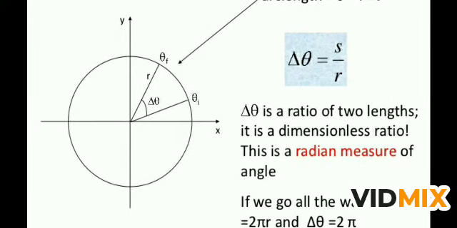If we go all the way around, we are covering the total distance 2 pi r. If you put the value, delta theta is equal to s upon r. In place of s, if you put 2 pi r, then r and r cancel, and delta theta is equal to 2 pi. It means when we are covering a full circle, we are covering total distance 2 pi r, and the angular displacement is 2 pi radian.